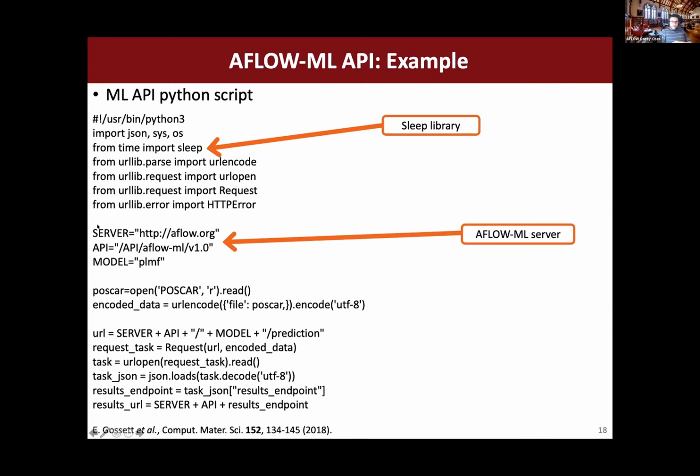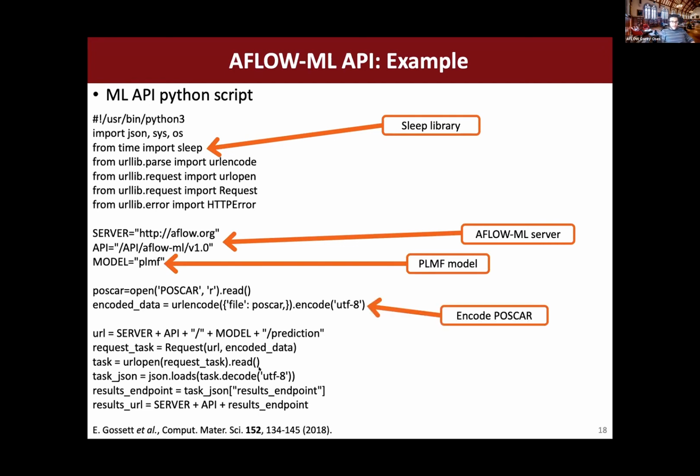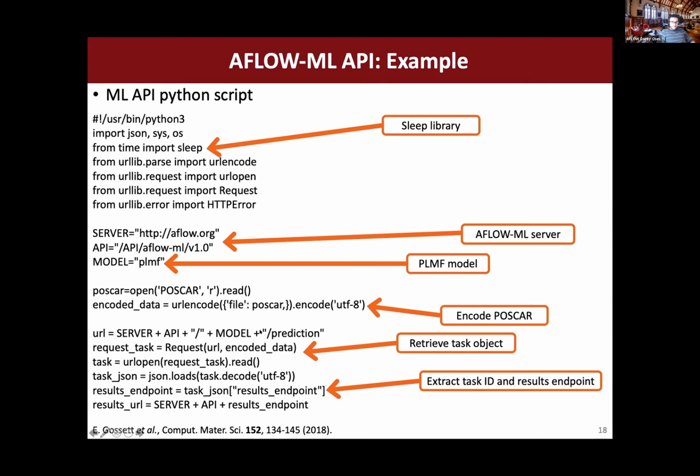We've parsed out the AFLOW-ML server, the endpoint that you want. So here's the server, here's the API bit, and the model. You have the model here, so you might change this to MFD later. You're going to read the structure, the file you have written. In this example, the file is called postcard. You read it and then encode it, just like we were doing with the curl command. The rest of it is just to query the task object and return the ID.